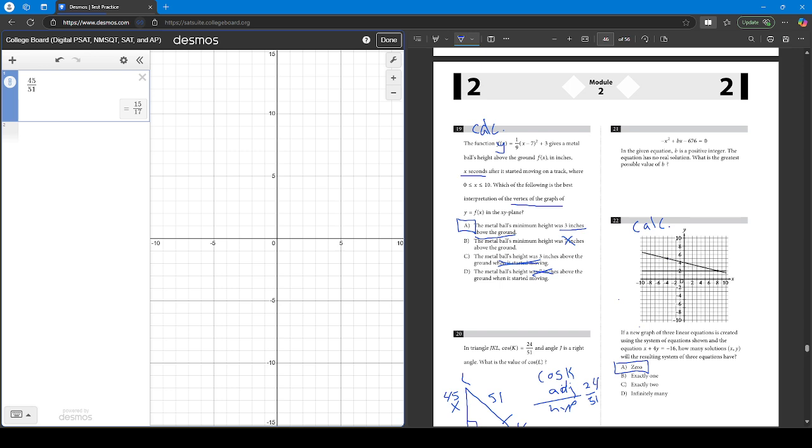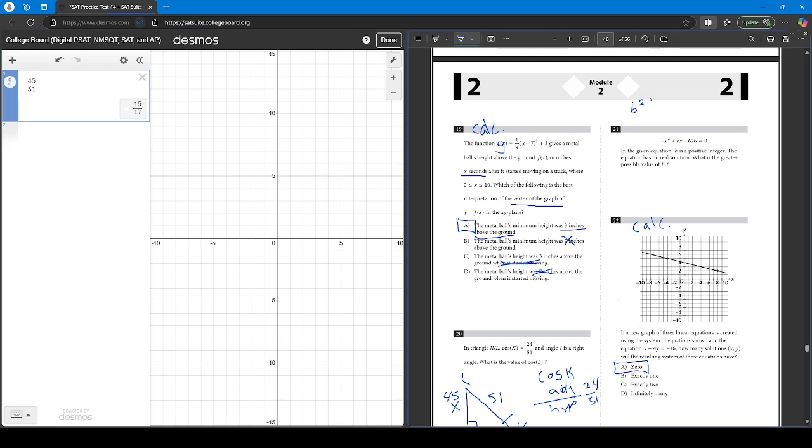Question number 21. In the given equation, b is a positive integer. The equation has no real solution. What is the greatest possible value of b? Since we're looking at a quadratic equation here, in order for there to be no real solution, then the discriminant has to be negative, that part of your quadratic equation.